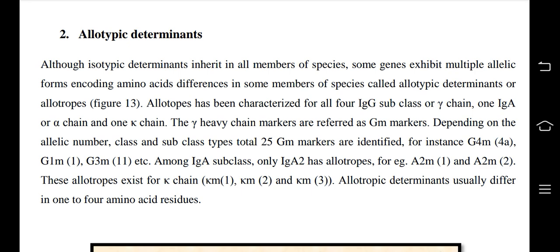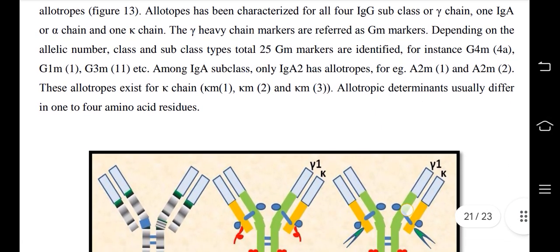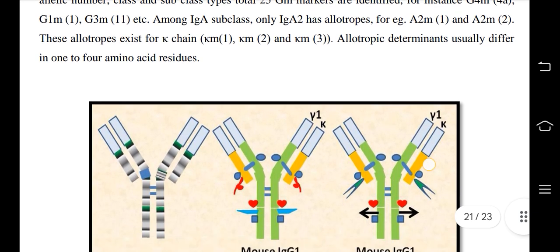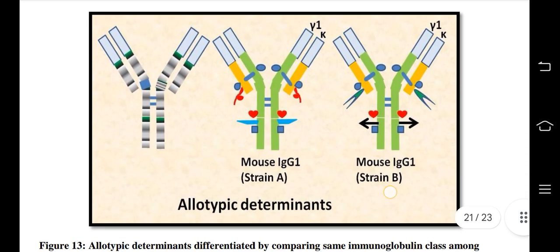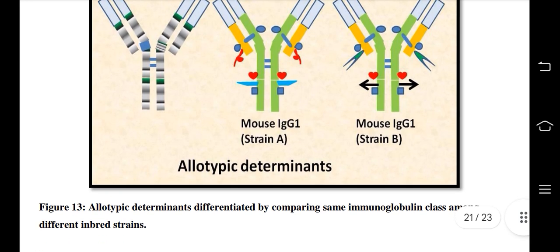Among IgA subclasses, only IgA2 has allotopes, for example A2M1 and A2M2. These allotopes also exist for the kappa chain, called Km. Allotopic determinants usually differ by 1 to 4 amino acid residues. Mouse IgG1 strain A, allotypic determinants, mouse IgG1 strain B.